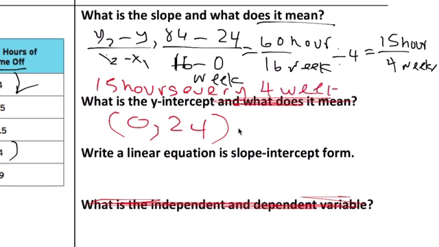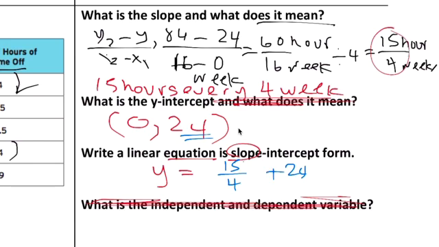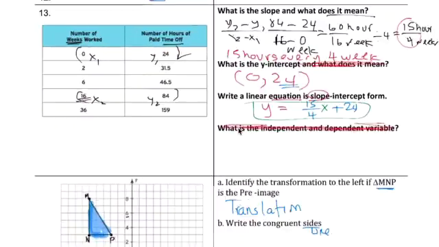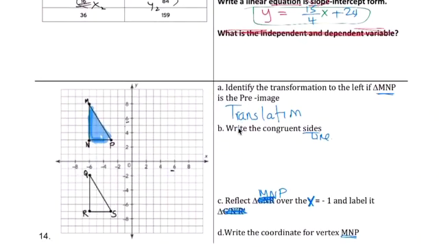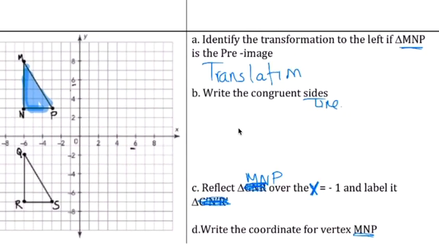Okay, write it in slope-intercept form. Equation is equal. Y equals the slope here is 15 over 4. The intercept is 24, positive. So the one that gets the x is the slope. And that's our equation. Okay, and this is a translation because it did not flip.